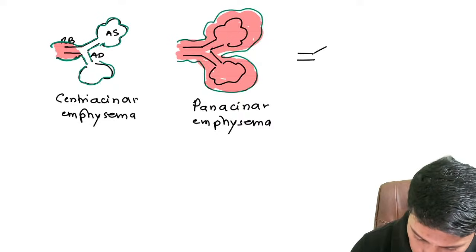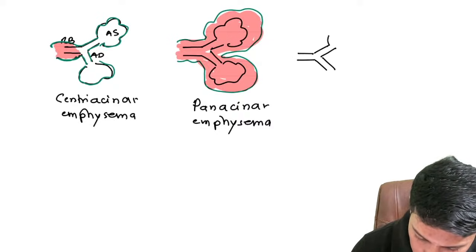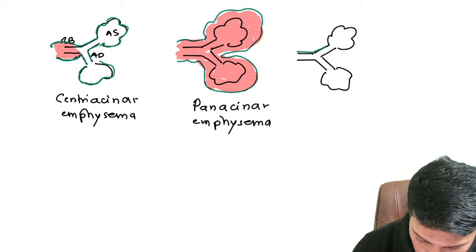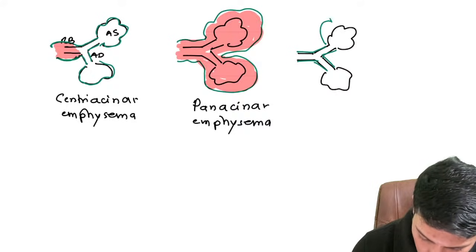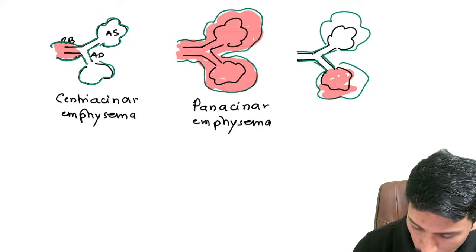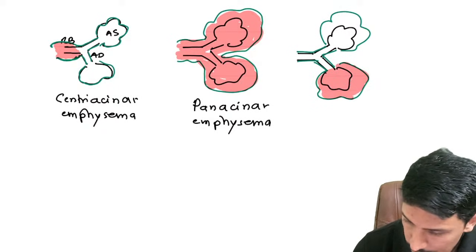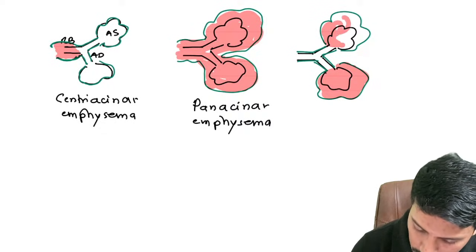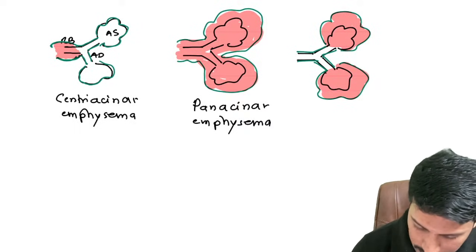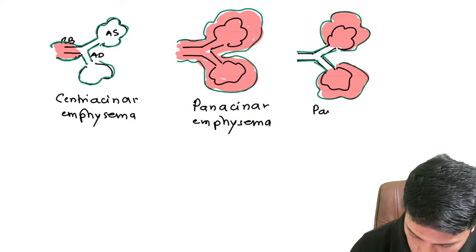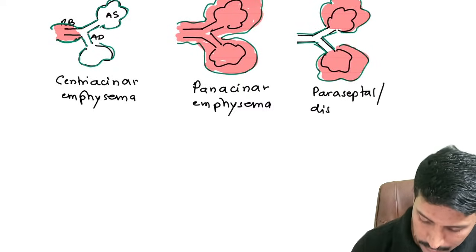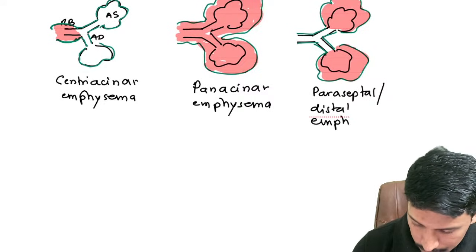And if only the alveoli get dilated, only the sacs, then it is called paraseptal or distal acinar. Yes, the smokers tend to get centriacinar, and alpha-1 antitrypsin deficiency tends to get panacinar. This type is called paraseptal or distal emphysema.